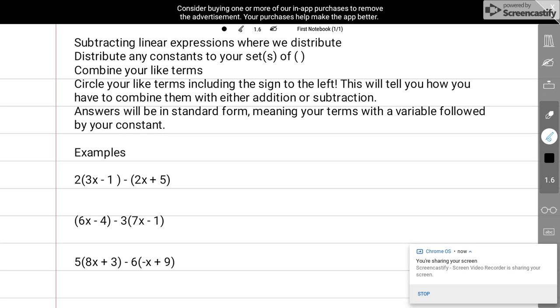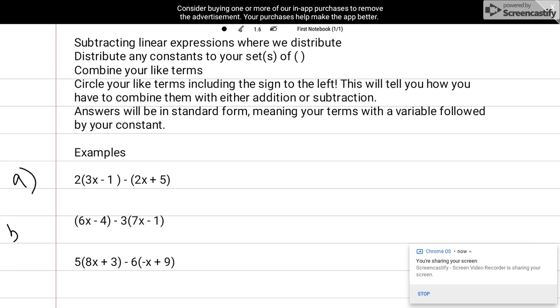Hey guys, welcome back. Today we're going to be talking about subtracting linear expressions where we do have to distribute first. That means there is some constant outside of our parentheses that we have to take into account before we start subtracting. So let's dive right into this, and I'm going to jump right into this first example. I'll call this one A, this one B, and this one C.